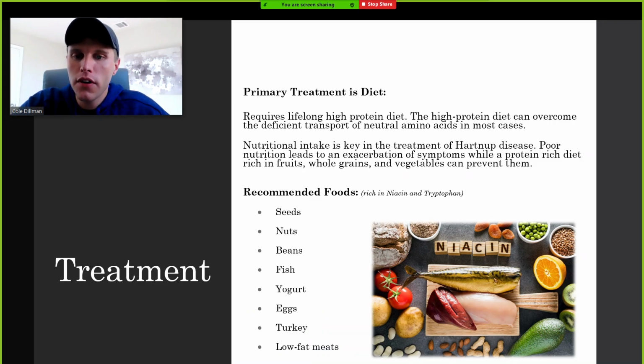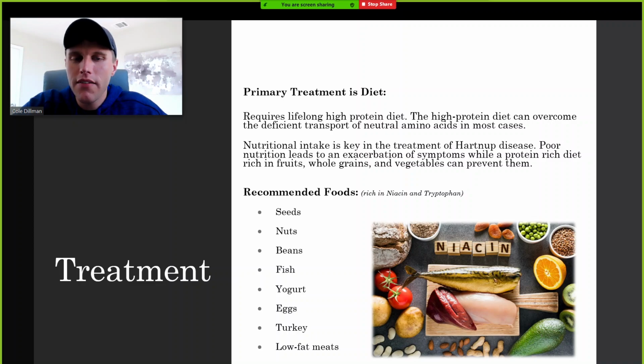The treatment for Leroy, so he can have the best life, is a lifelong high protein diet. Generally, a high protein diet can overcome the deficient transport of neutral amino acids in most cases, because in people with Hartnup disease, the transporter is hindered, but they're still able to transport some. So I know whenever I first started investigating this, I thought it meant that none could get through, but in Hartnup disease, it's just lowered.